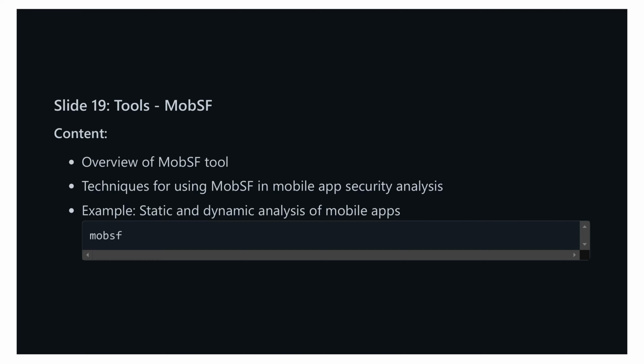For example, using MobSF, you can upload a mobile app and receive a detailed report highlighting potential security issues, such as insecure data storage, improper cryptographic practices, and more. This allows developers and security analysts to identify and mitigate vulnerabilities before releasing the app. In the next slide, we'll delve into Frida, another powerful tool for mobile application security. Frida enables dynamic instrumentation and analysis, enhancing our ability to identify and exploit vulnerabilities in real time.